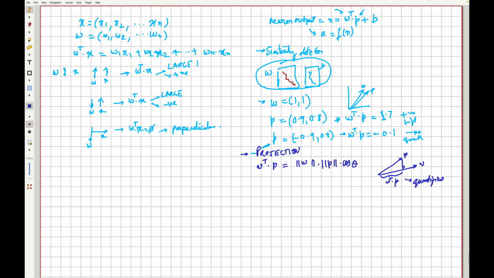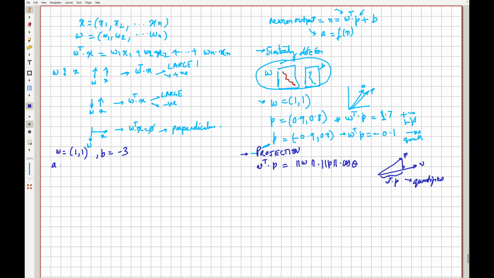So if we look at some concrete examples, let's say we have a weight vector that is, I'm going to write here, 1 1, and we have a bias of -3.